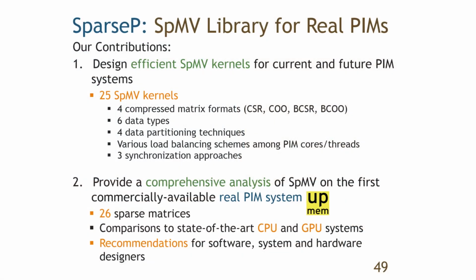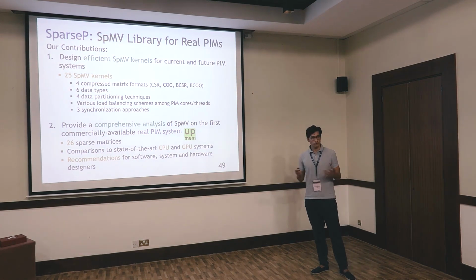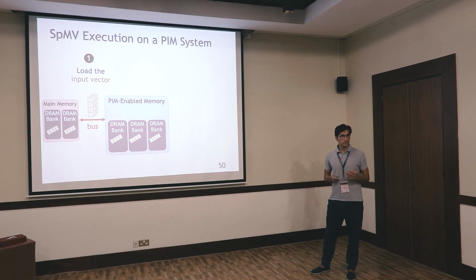Well, in the end, we generated 25 different SpMV kernels, as you see, with four compressed matrix formats, like CSR, COO, block CSR, and block COO, 6 different data types, different partitioning techniques, load balancing techniques, and synchronization approaches. And we did a comprehensive analysis with 26 different sparse matrices with different characteristics, sparsity, degree, etc.